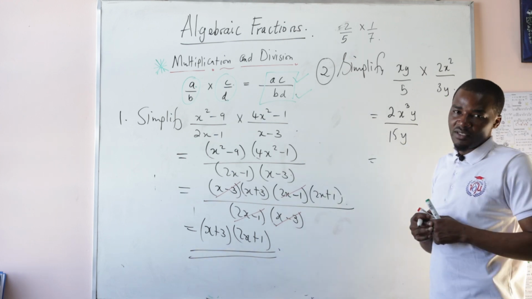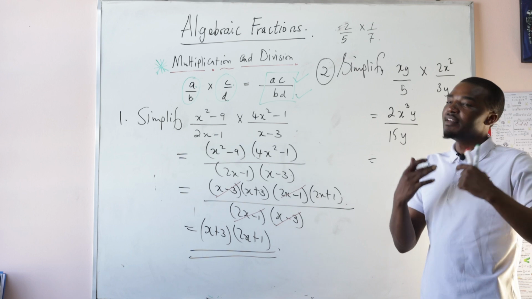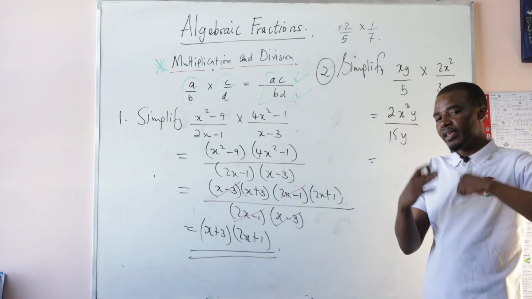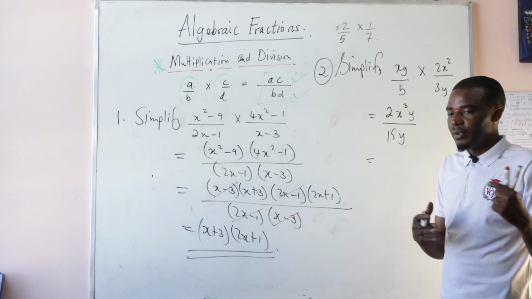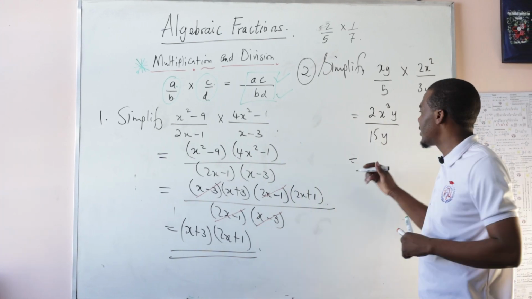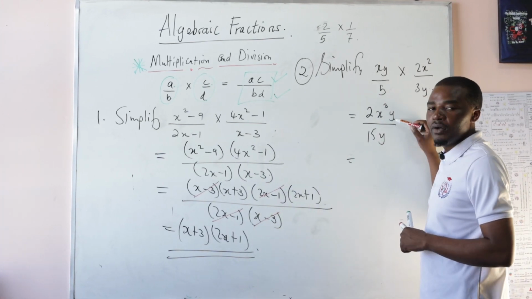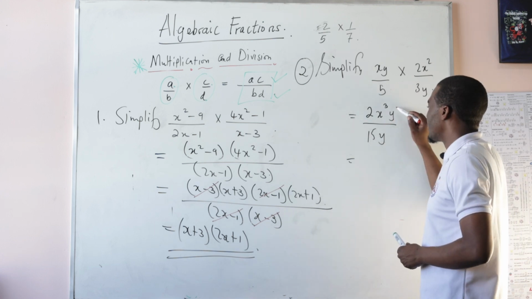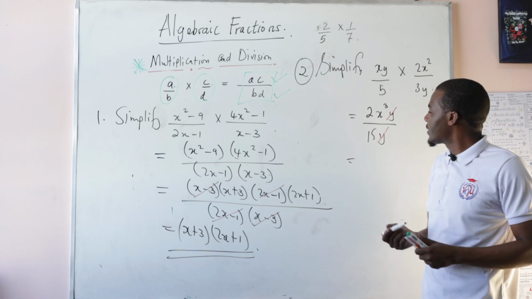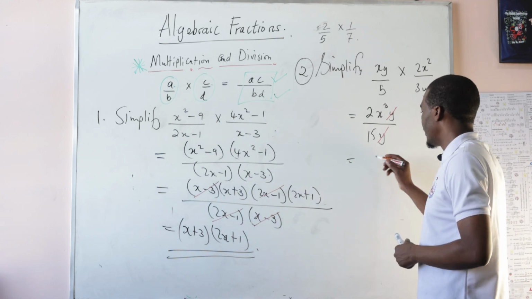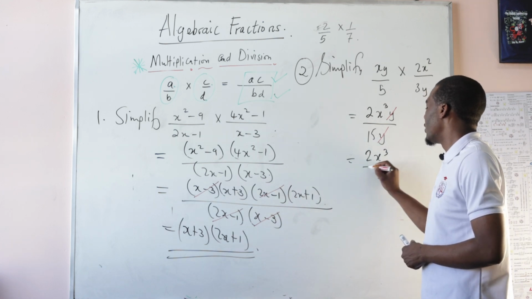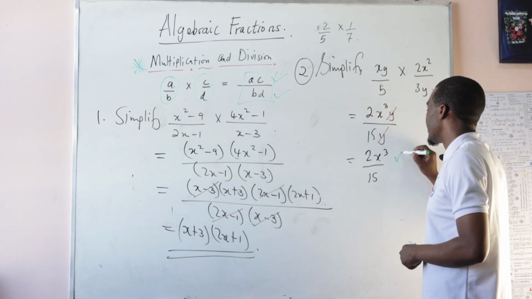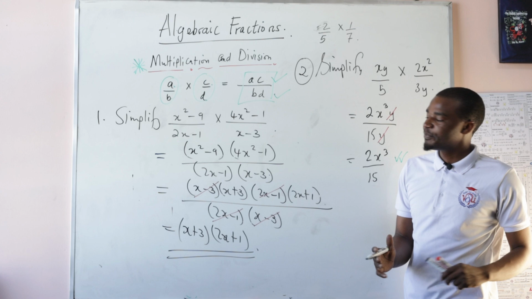Yes, that's our answer. There's no problem with it, but we can't consider it the final, because when we say simplify, we want to reduce the answer as far as we can until we cannot reduce it further. So in this case, you can see that there is y here on top, there's also y here on the bottom. So it's mathematically prudent for us to cancel these common factors, and then by the end of the day, we remain with 2x cubed all over 15. So yes, this one is our final solution.